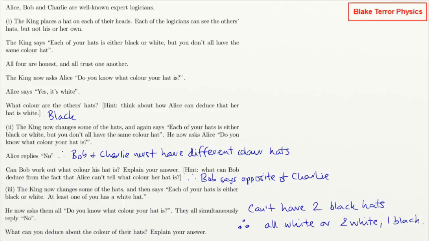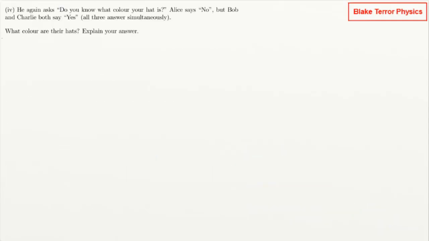Well, there's another bit on this. He asks again, do you know what colour your hat is? All right, so he hasn't changed things around. He's just asked again. Alice says no, but Bob and Charlie both say yes. What colour are their hats?